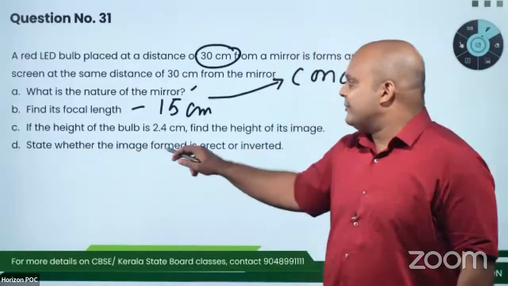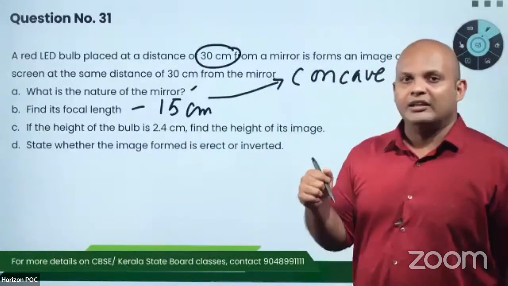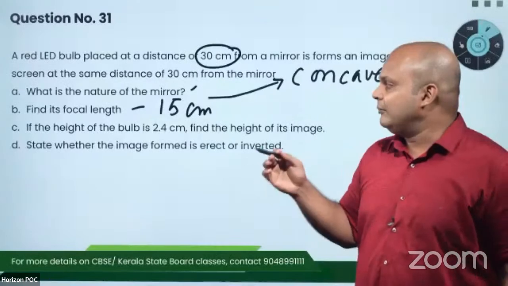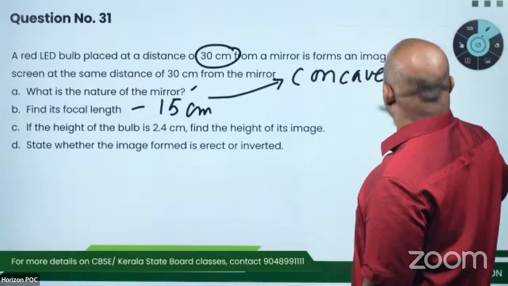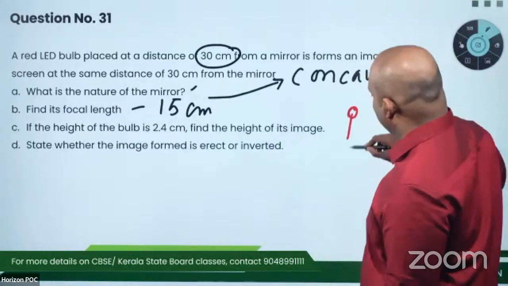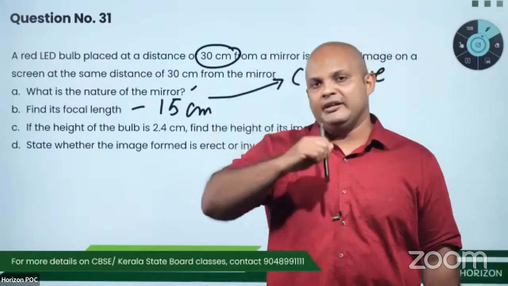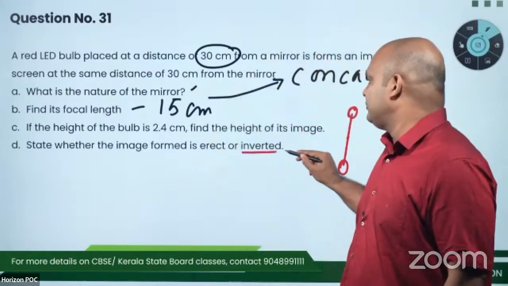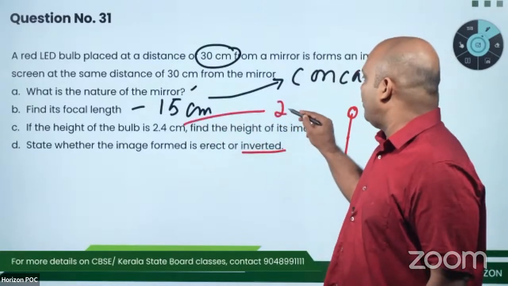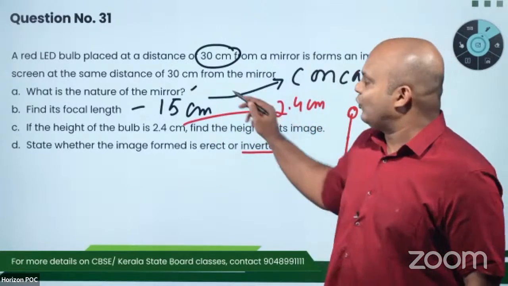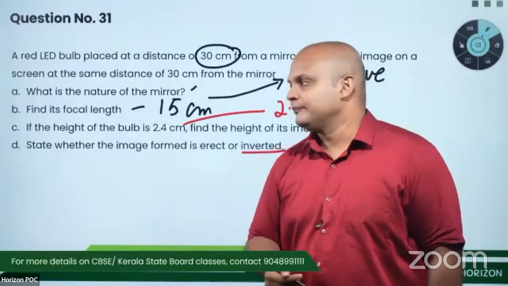State whether the image formed is erect or inverted. In this particular case, the real image you obtain on a screen will be inverted. So if this is the LED, the image will be looking like this. It will be a real image which is upside down, which is inverted. So this will be an inverted image. The height of the image will be 2.4 centimeters and the focal length of this concave mirror will be 15 centimeters.